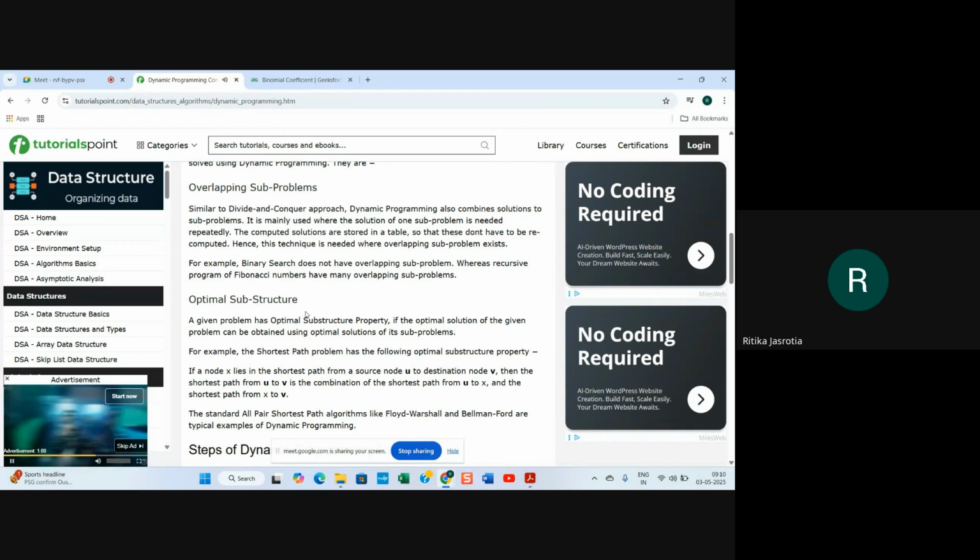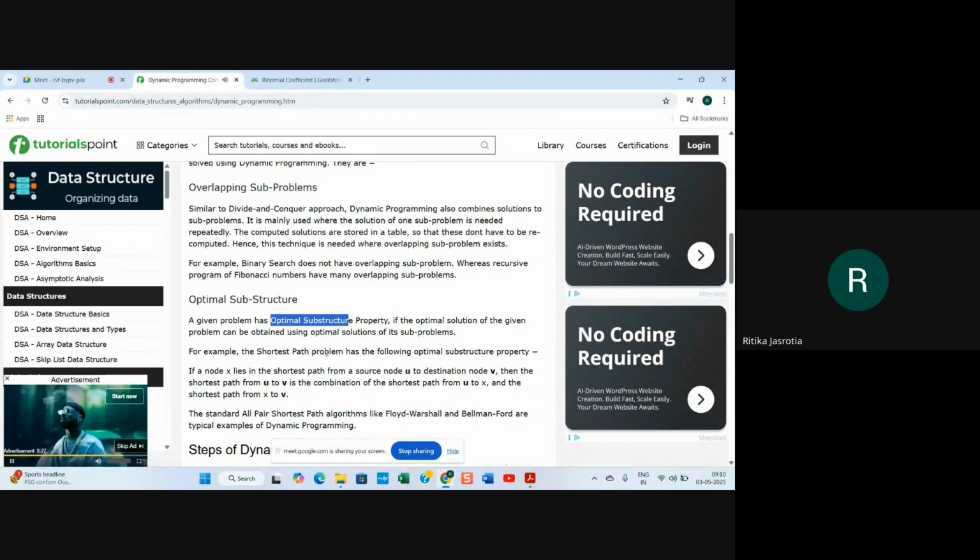Next, optimal substructure. A given problem has the optimal substructure property if the optimal solution of the given problem can be obtained using the optimal solutions of its subproblems. So you have to have an optimal solution. You get the optimal substructure property of a problem if, once the optimal solution of a subproblem is found, you can then find the optimal solution of the problem, right?